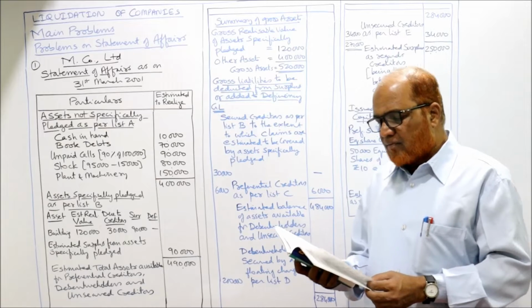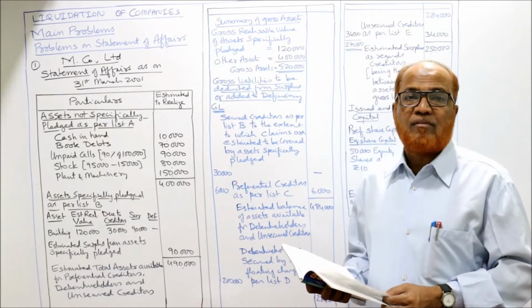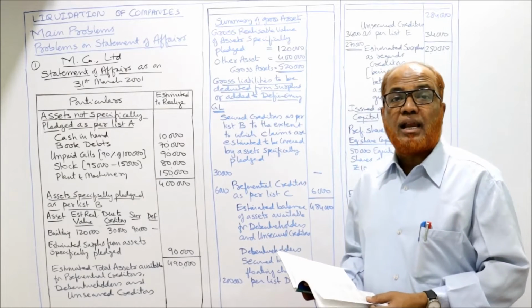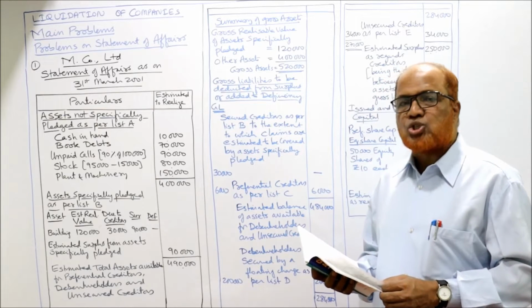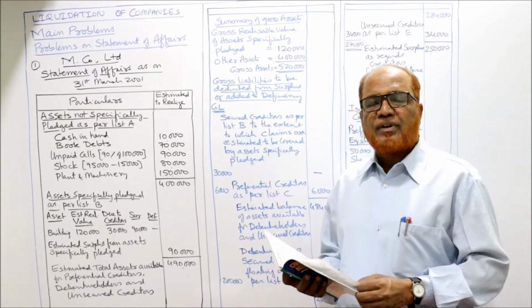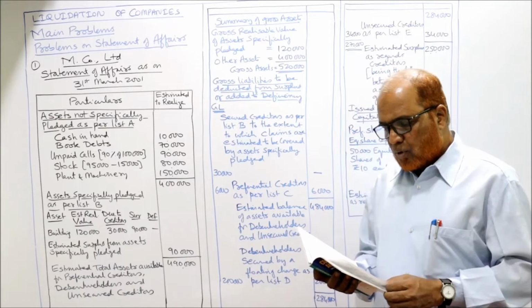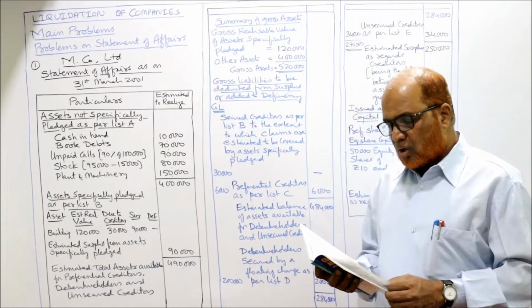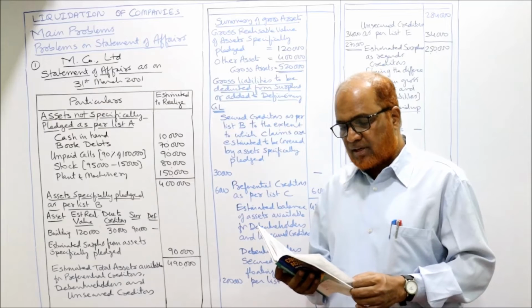Plant and machinery and building are valued at 1,50,000 and 1,20,000. These are the realizable values of assets, so we should not take the book value, we should take the realizable value. On realization, losses of 15,000 are expected in stock, so we deduct 15,000 from the book value of stock to get the realizable value. Book debts will realize 70,000.